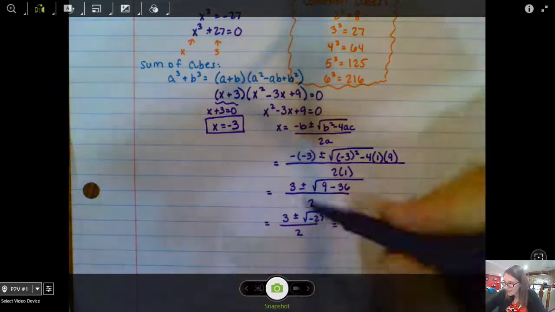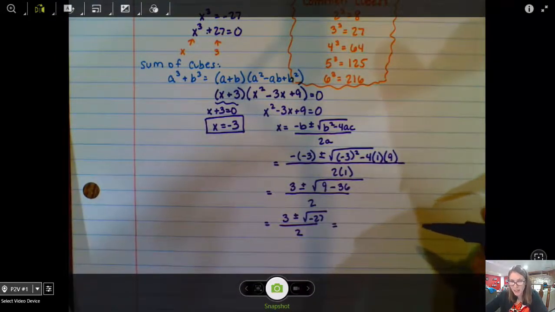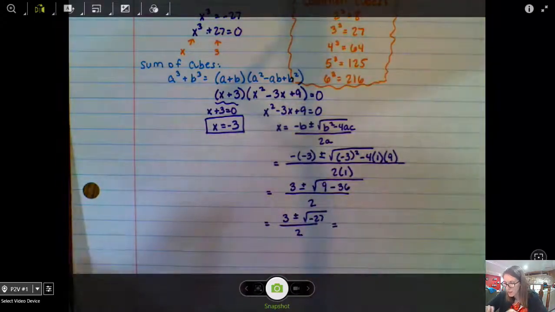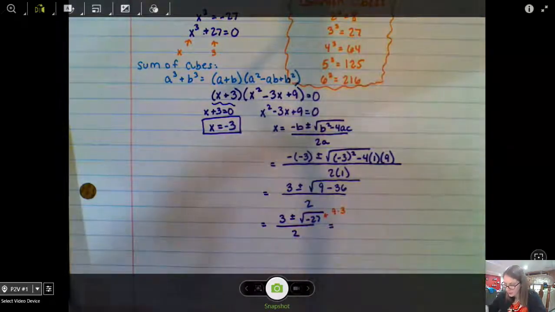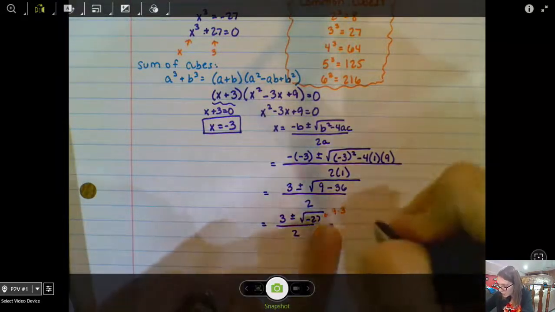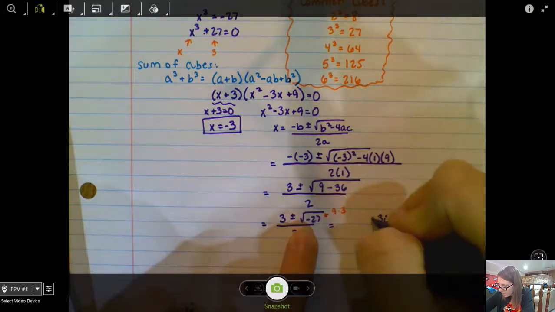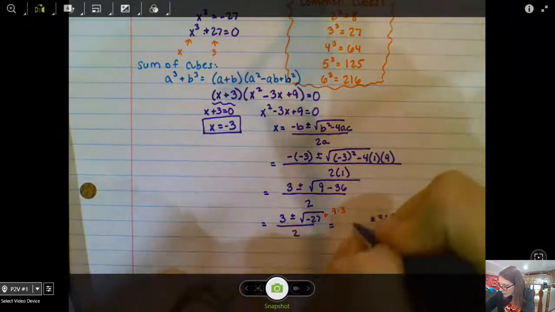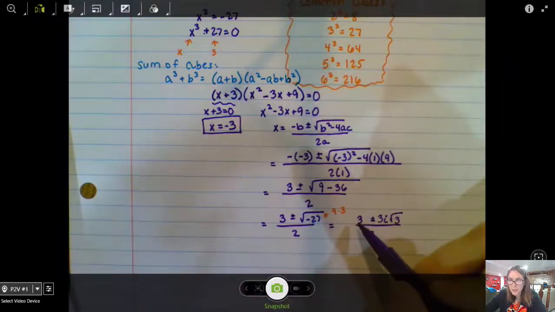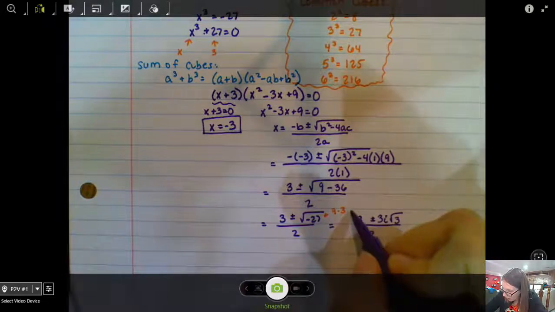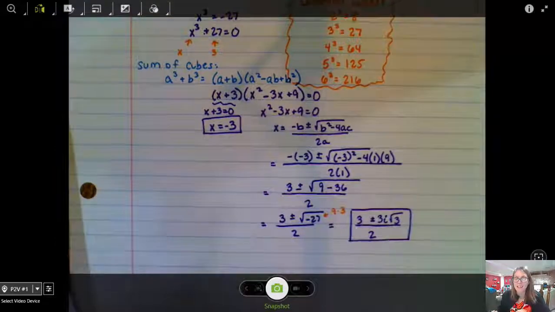I'll keep working this way now. All right, the square root of negative 27, I have a negative underneath, which means I can pull an i out. And also 27 is 9 times 3, and that 9 we can square root. The square root of 9 is 3. With that negative underneath, we end up with 3i radical 3 here once we simplify our square root. For our final answer, 3 plus or minus 3i radical 3, all over 2. Along with our previous solution, x is negative 3.